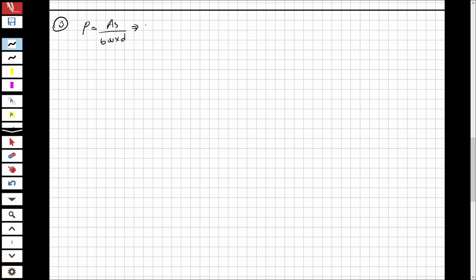Okay, so what is As? As is 1900, right? And multiplied with 300, multiplied with 560. So this is going to be equal to 0.01113. Okay, so let's determine here rho prime, As prime over bw multiplied by d, 628 over 300 multiplied by 560, and this will be equal to 0.0037.